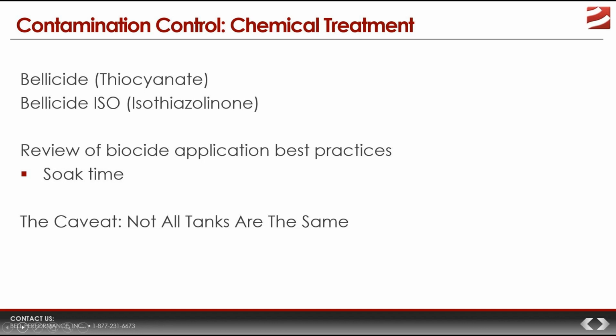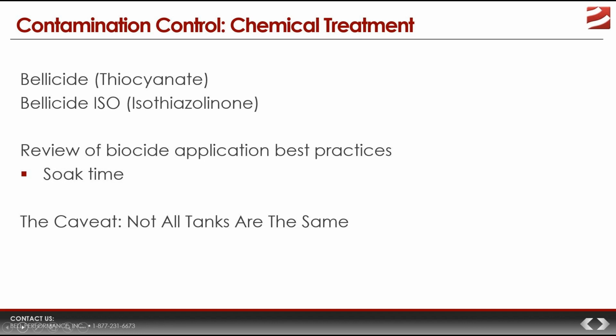Now, with Bell Fuel and Tank Services, we have 2 chemistries that we use for biocide treatment. Bellicide is the thiocyanate. Bellicide ISO is isothiazolone. Both of them are what they call broad spectrum. It means they're pretty good at killing as many different kinds of microbes as possible.